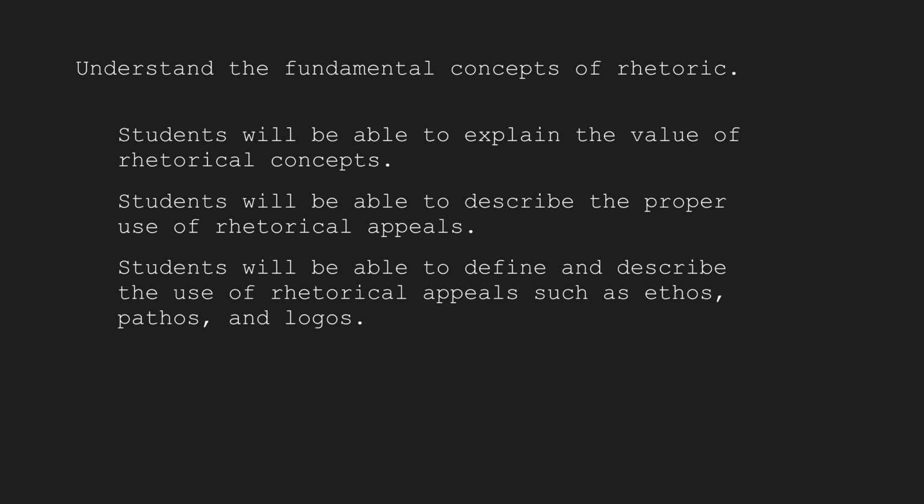Transform that first learning objective into these three. Students will be able to explain the value of rhetorical concepts. The doing word there is explain. The second one, students will be able to describe the proper use of rhetorical appeals. Again, the action word there, the doing word, describe. The third one, students will be able to define and describe the use of rhetorical appeals, such as ethos, pathos, and logos. Now, I'm feeling like I'm starting to make a little progress with my learning outcomes.